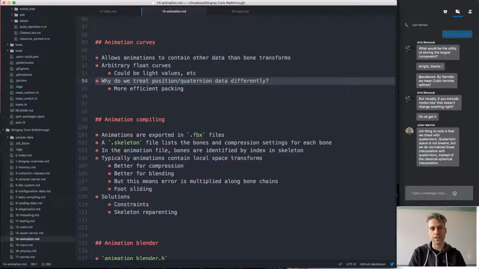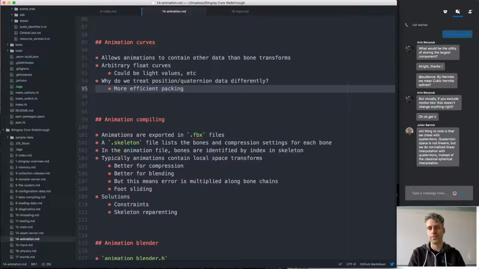And the only reason that we treat them differently is to do more efficient packing, because since we know that a quaternion has these special properties that it's normalized and so on, we know a good way of packing that data. If it was just a general curve and we didn't really know what it represented, we couldn't do that kind of efficient packing. So that's the only reason we have different ways of representing the data.